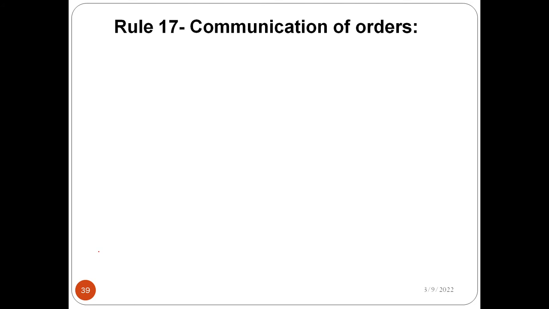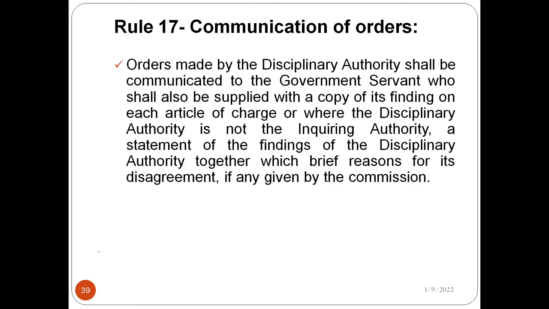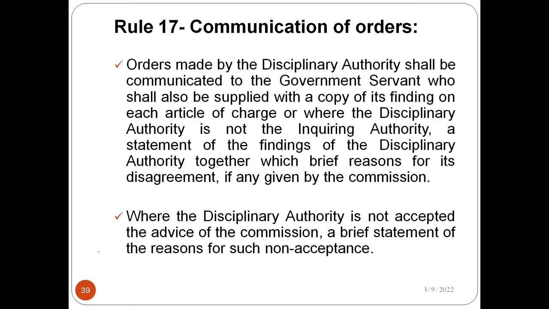Rule 17 of CCS (CCA), that is, communication of orders. Orders made by the disciplinary authority shall be communicated to the government servant, who shall also be supplied with a copy of its findings on each article of charge where the disciplinary authority is not the inquiry authority. A statement of the findings of the disciplinary authority, together with brief reasons for its disagreement, if any, and where the disciplinary authority has not accepted the advice of the commission, a brief statement of the reasons for such non-acceptance.